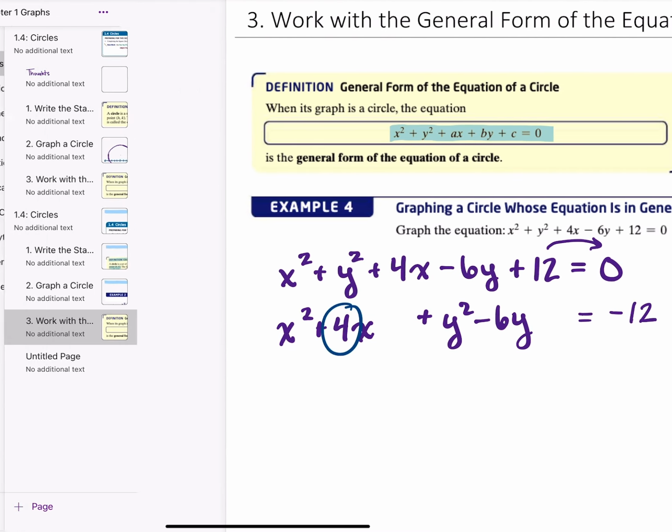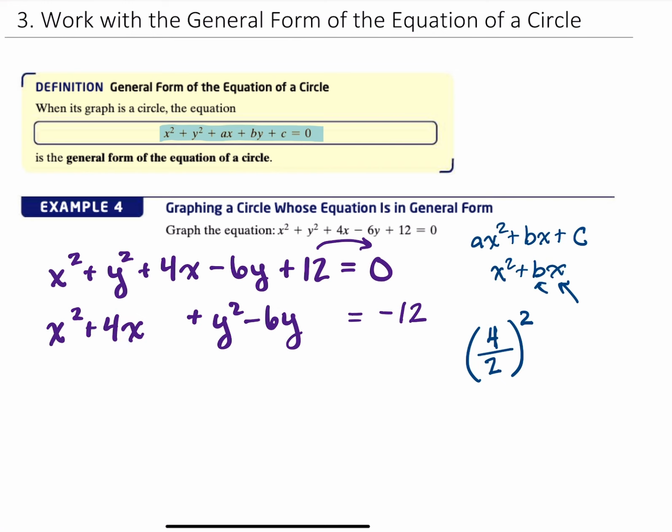So we take that number, divide it by 2. You always divide it by 2, this is just part of the process. We're not getting that 2 from anywhere in the particular problem. So take the number, divide it by 2, and square it. So 4 divided by 2 is 2, and then 2 squared is 4. So this is the number that I will want to add here.